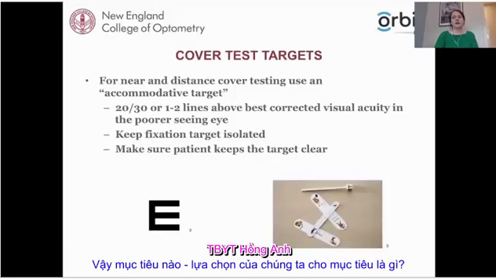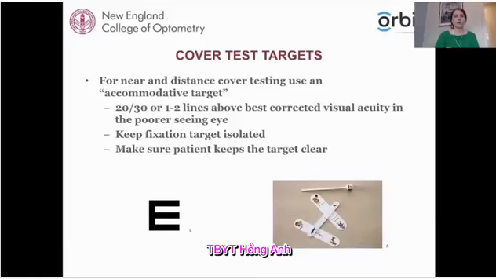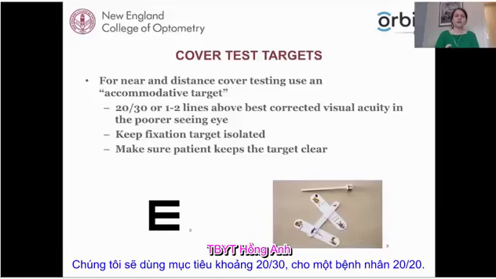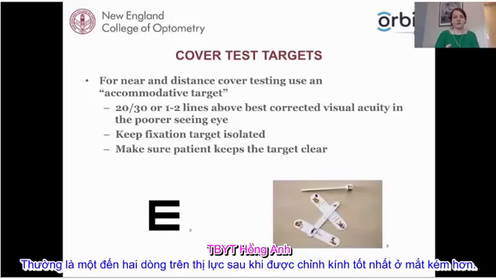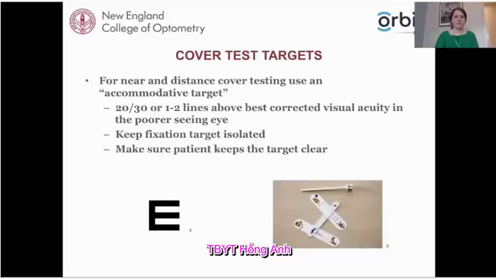So what are our options for targets? So for distance and near target cover testing, we use that accommodative target. We're going to select a target size around 20/30. That for a patient that's 20/20, that's usually 1 to 2 lines above the best corrected visual acuity in the poor seeing eye. So if your poor seeing eye is, say, seeing 20/40, we're going to have to select a target that's more 20/50, 20/60.